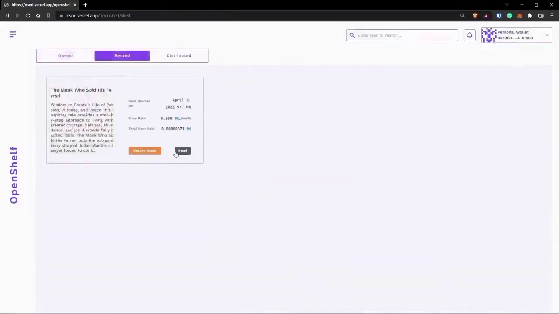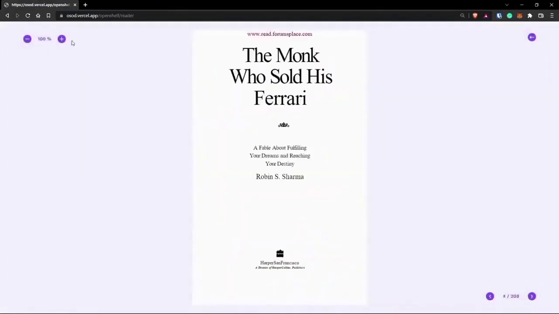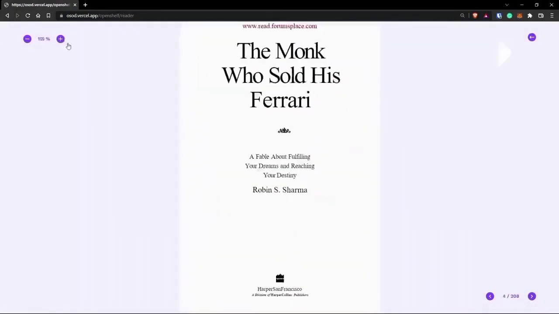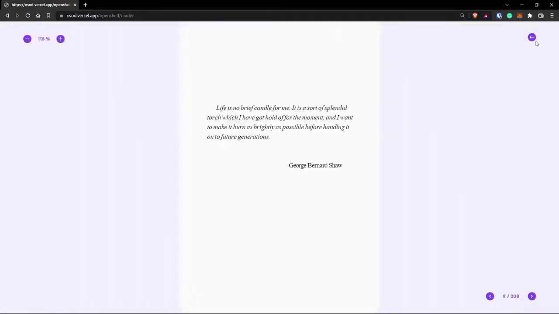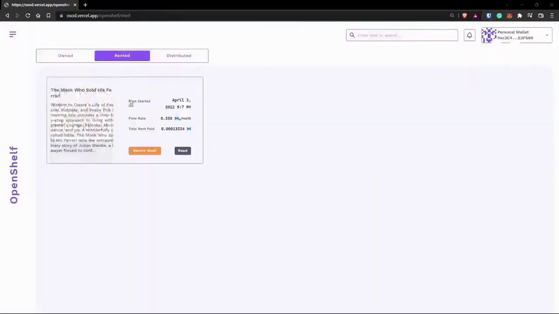So as we can see here, the book has been taken by the reader on rent, and the rent has been paid in the form of a stream using Superfluid. He can only read this book; he cannot trade or sell this book further, but can return this book to the owner after he or she has read it.